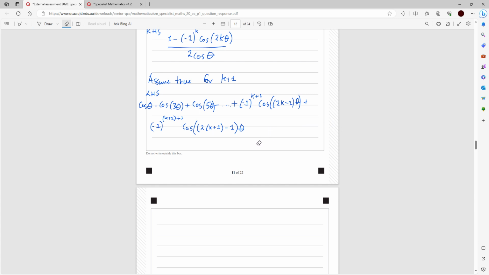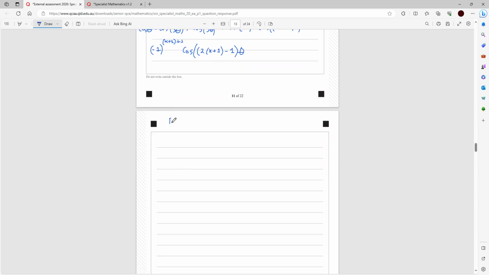So now that you've got that pretty much all written there, and you make sure you can simplify it if you want, but leave it for now, we're going to write the right hand side. So I'll go down to the next page, right hand side, and you're going to have 1 minus -1. Instead of k, you're going to have k plus 1 cos of 2 times by k plus 1 theta divided by 2 cos theta.